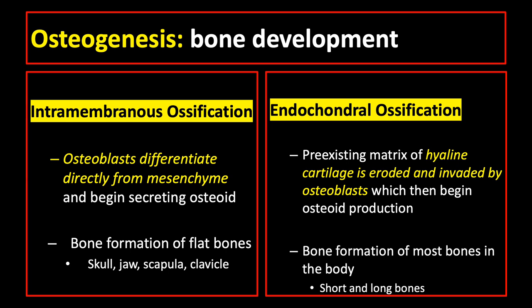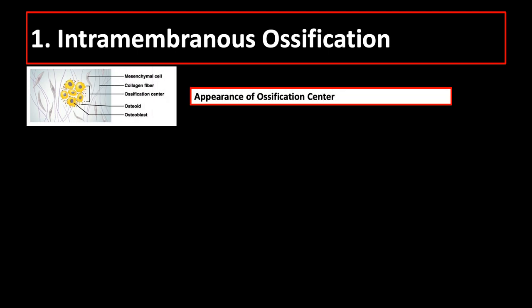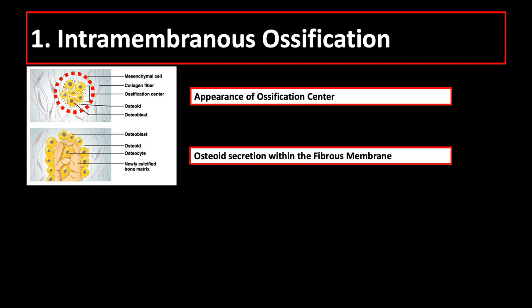Let us talk about these two processes one by one. In intramembranous ossification, it starts with an appearance of an ossification center in the fibrous connective tissue membrane. Selected centrally located mesenchymal cells cluster and differentiate into osteoblasts, forming an ossification center. Then bone matrix or osteoid is secreted within the fibrous membrane. So in this stage, osteoblasts begin to secrete osteoid, which is mineralized within a few days.